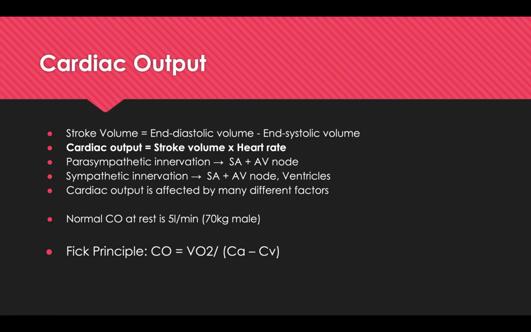The Fick principle explains that cardiac output can also be determined by the difference in the volume of oxygen in the arteries and the veins, and that basically is a way of calculating cardiac output by the amount of oxygen that's been consumed through the body.